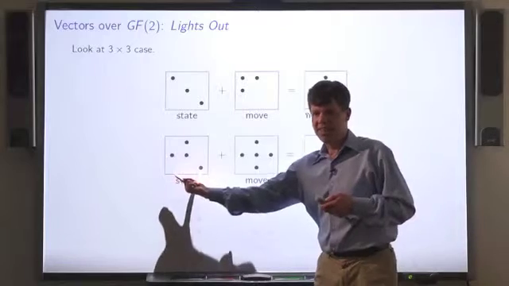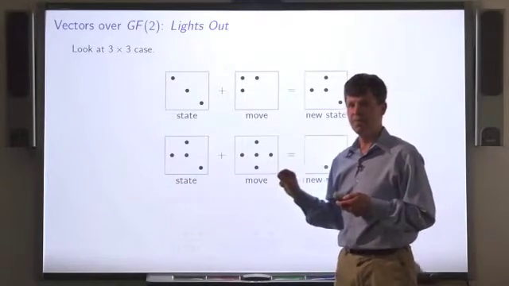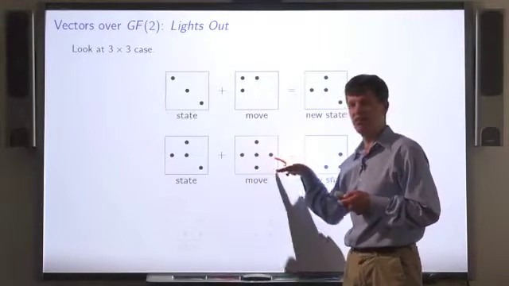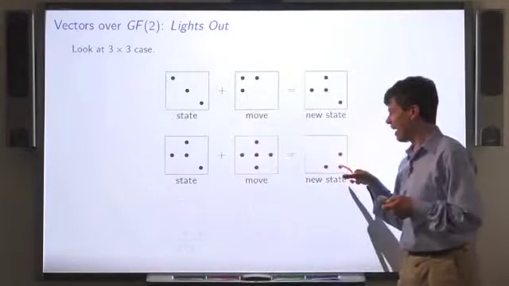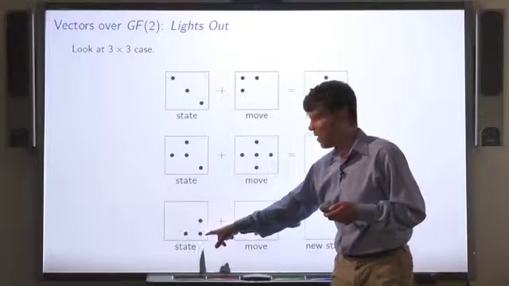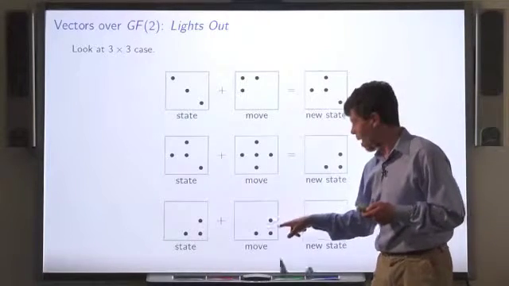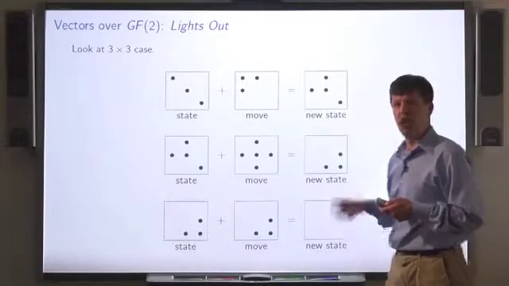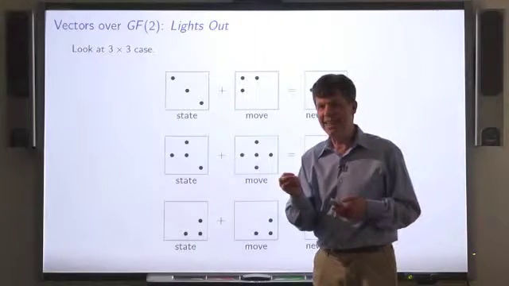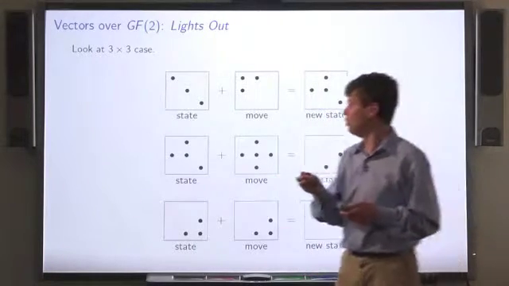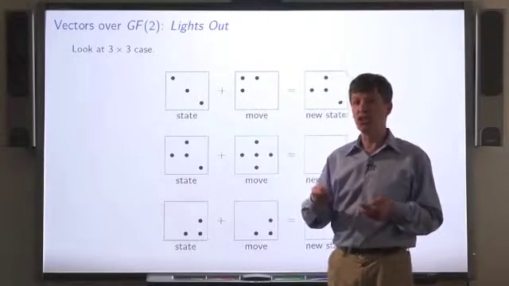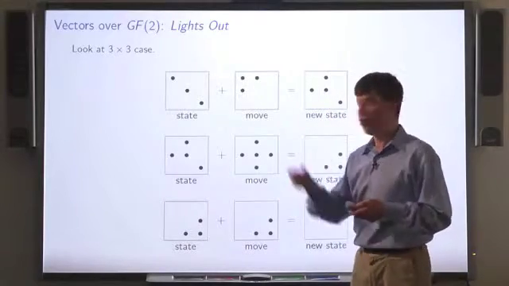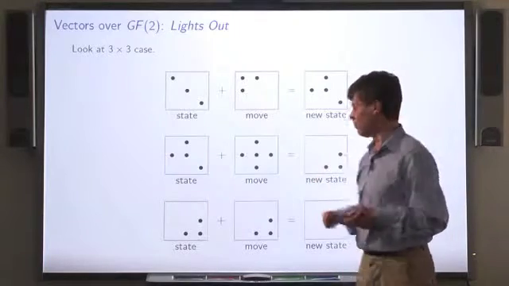Similarly, given this state, we push the button in the middle. It toggles the light in the middle, the lights directly above and below, and the lights to the left and right, resulting in this state. Finally, from this state, if we push the button in the bottom right, it toggles these positions, giving you the state in which all the lights are out. The key idea here is when we use vectors over GF2, adding a vector toggles exactly the positions where the vector we're adding has 1s. So we can use GF2 vectors to model the process of pushing buttons in Lights Out.